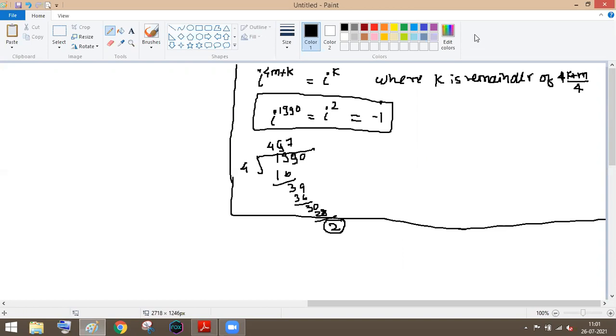Sir, what did you write there? Where k is the remainder of (4m plus k) by 4. Means after dividing the power by 4. A better way I can write it: let's suppose I have I to the power p, which will be equal to I to the power k, where k is the remainder of p by 4. Got this? Okay, just try to write down all this, then we'll solve problems related to it.